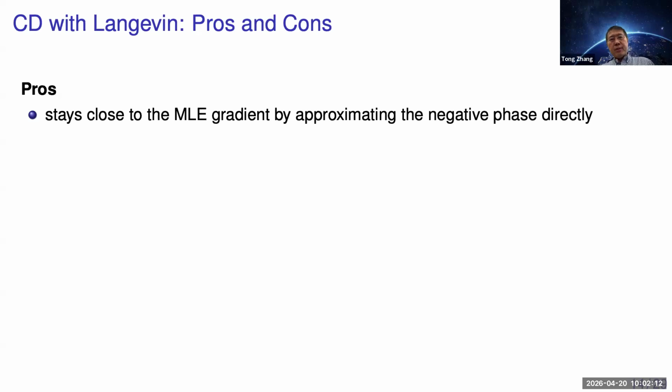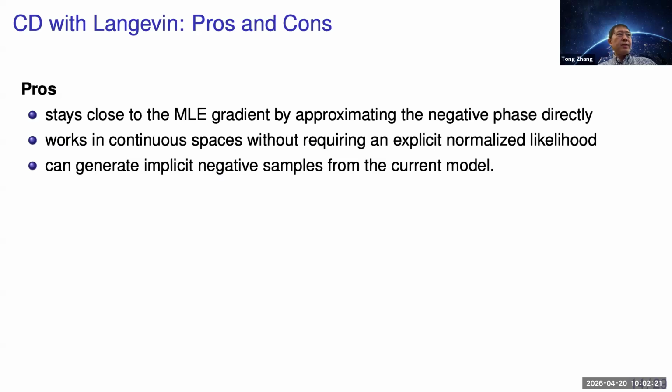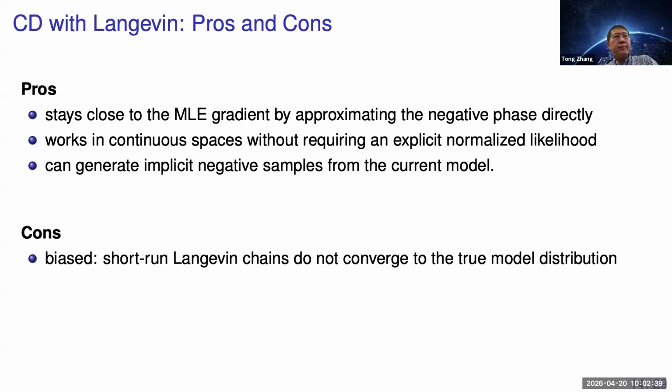approximated by negative phase sampling. So this works in continuous space without requiring normalization, right? This is something that can generate implicit negative samples from the current model. This is through the Langevin. But basically, if you want it in one sentence, it's just approximate MLE, right?